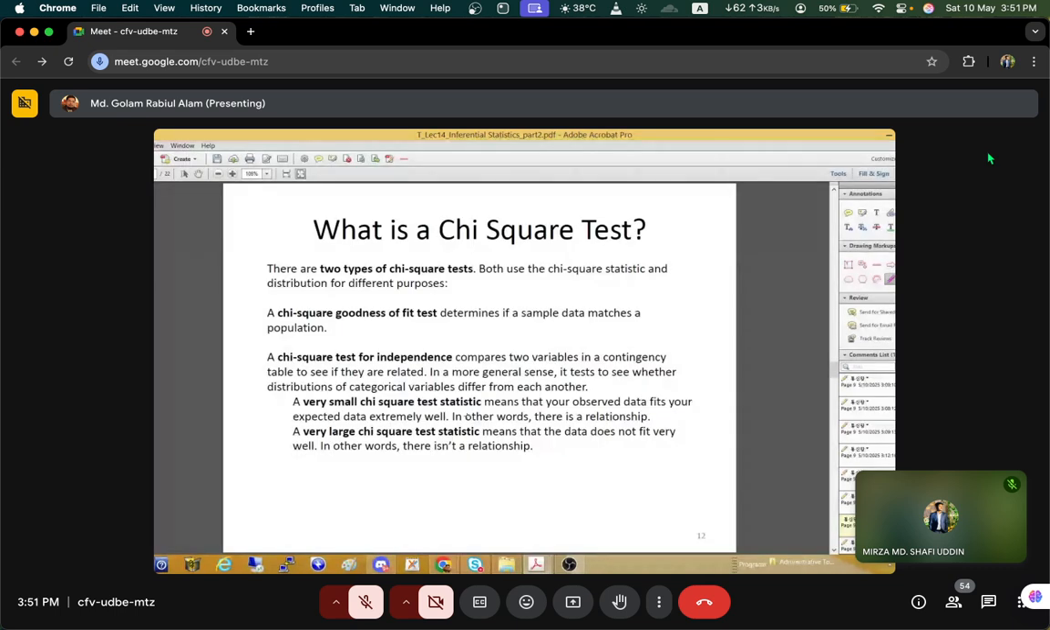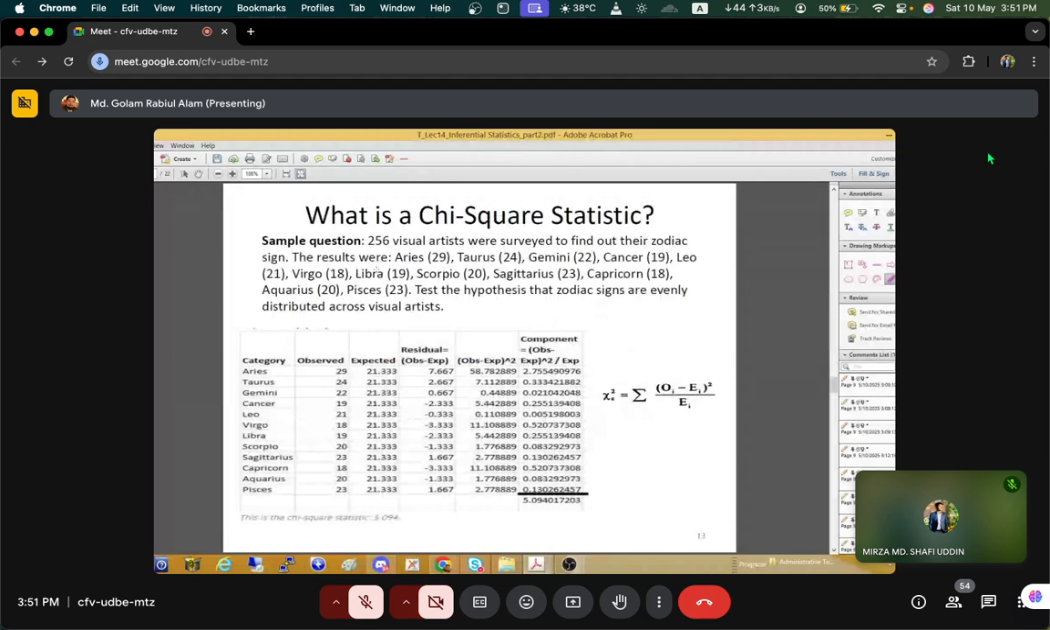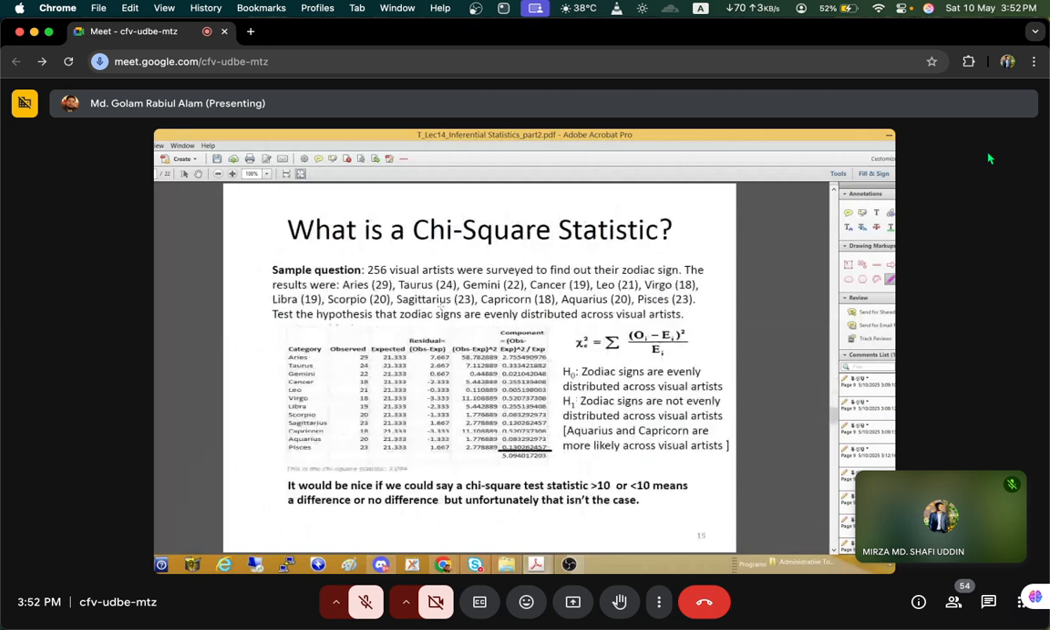The chi-square test. As I already mentioned, this is a non-parametric test. What do we want to test here? The zodiac signs, maybe.